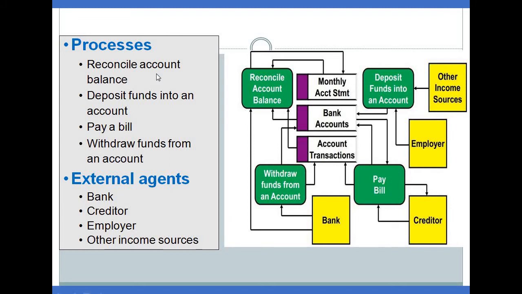In this process we will use reconcile account balance, deposit funds into an account, pay a bill, and withdraw funds from an account, and the external agents will be bank, creditor, employee and other income sources. So in this diagram we have followed the DFD on the basis of our steps and this little bit of description. Reconcile account I have mentioned, deposit funds into account I have mentioned, pay bill, withdrawal. So it is the process related to our bank management.